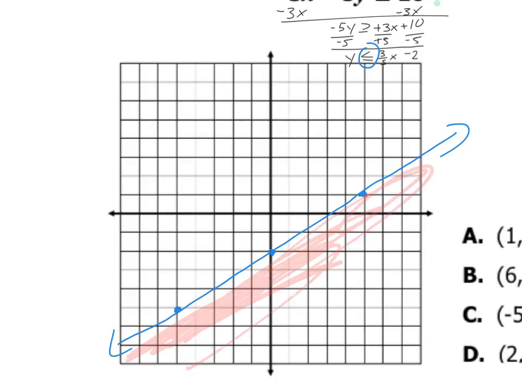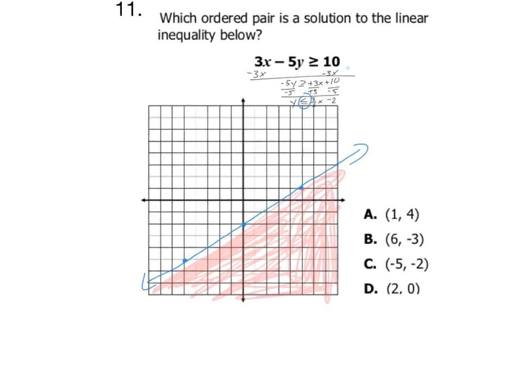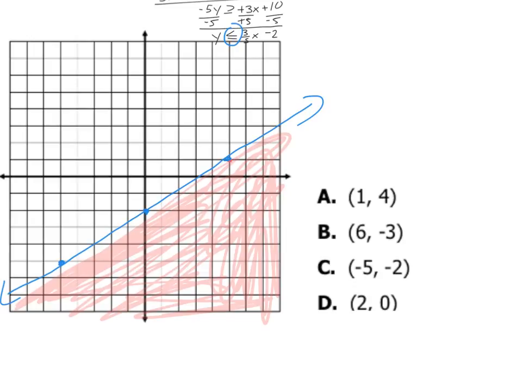Now, how would you solve this type of problem? Well, you should know how to do that, hopefully. What you would do is you just look at all these ordered pairs and see which one is actually in the shaded region, or in this case, it could be part of the line as well. So 1, 4 is definitely not going to be our answer. That's over here. Let me use a different color. That's over here. So that's not going to be one of the possible solutions.